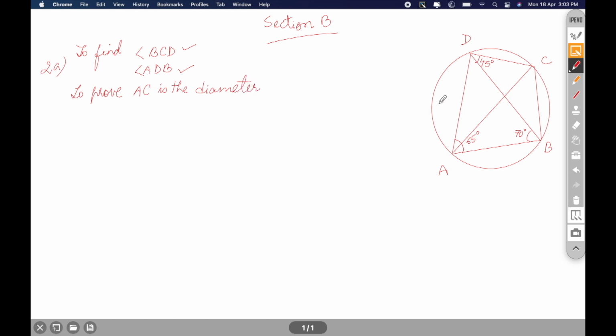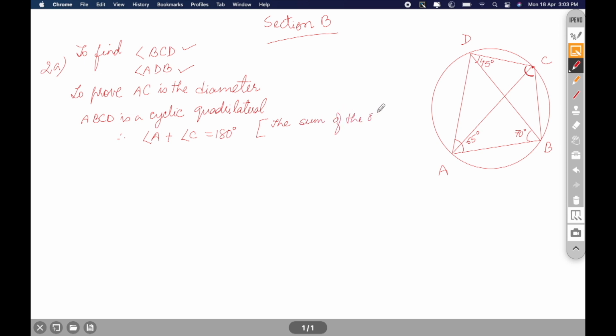So here in this question, we have to find angle BCD. Now we all can see that ABCD is a cyclic quadrilateral, right? So we have to write ABCD is a cyclic quadrilateral. Therefore, opposite angles are supplementary. So angle A plus angle C equals 180 degree. You have to state the theorem, the sum of the opposite angles of a cyclic quadrilateral equals 180 degree.